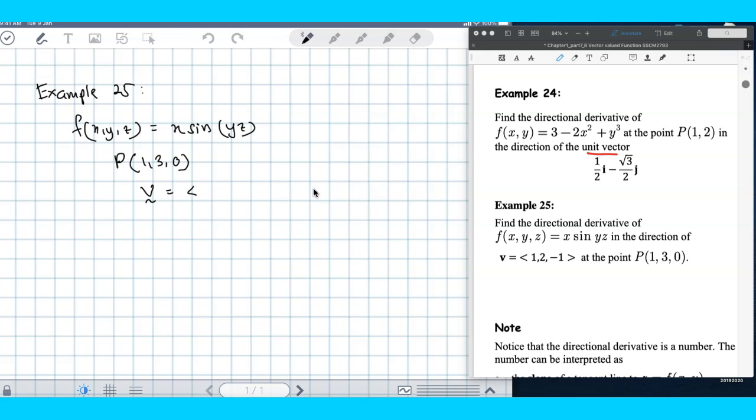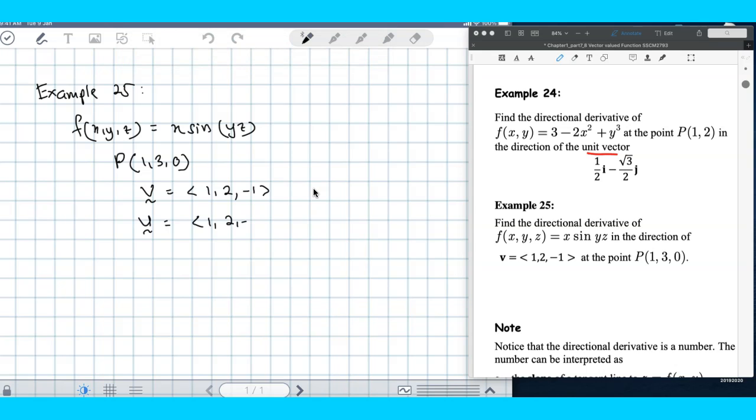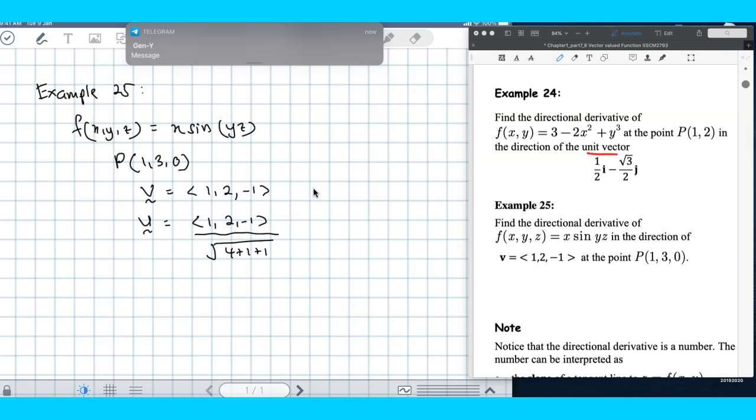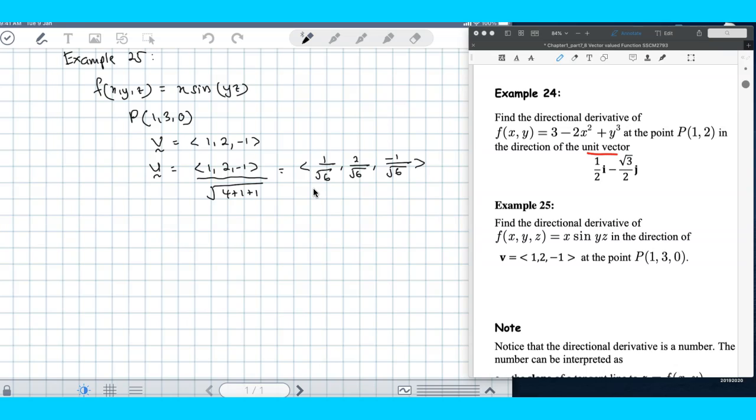The vector is not yet a unit vector, but the direction of the vector v is 1, 2, minus 1. Then you have to find the unit vector of this. So we have to find its magnitude and divide by its magnitude. So 4 plus 1 plus 1. So we have 1 over square root 6, 2 over square root 6, minus 1 over square root 6. Okay, so now we want to obtain the directional derivative of the given function x sine yz at the point 1, 3, 0.